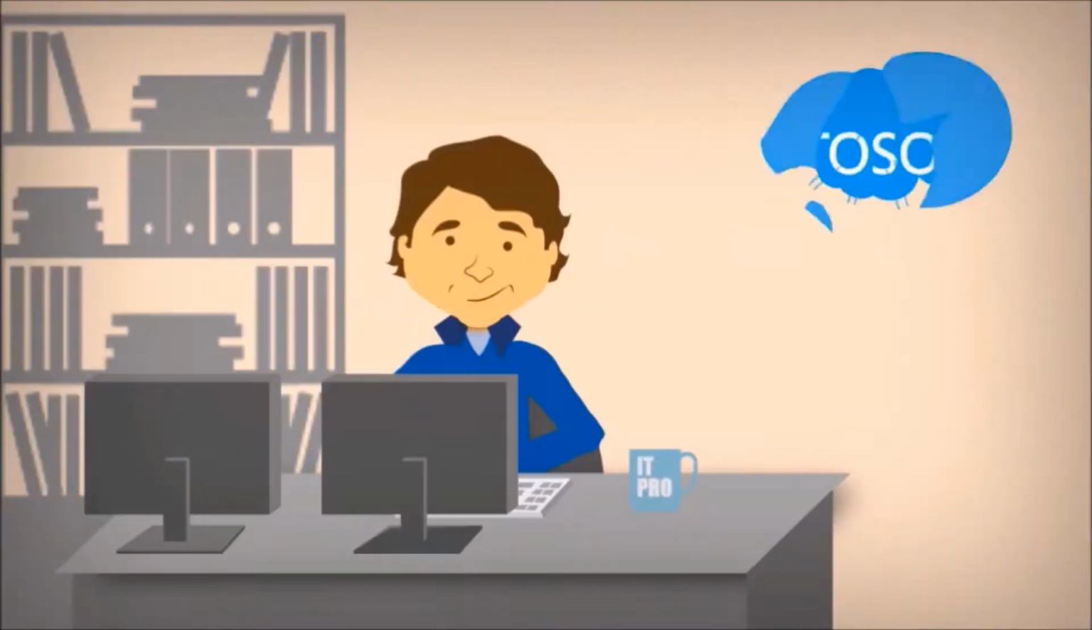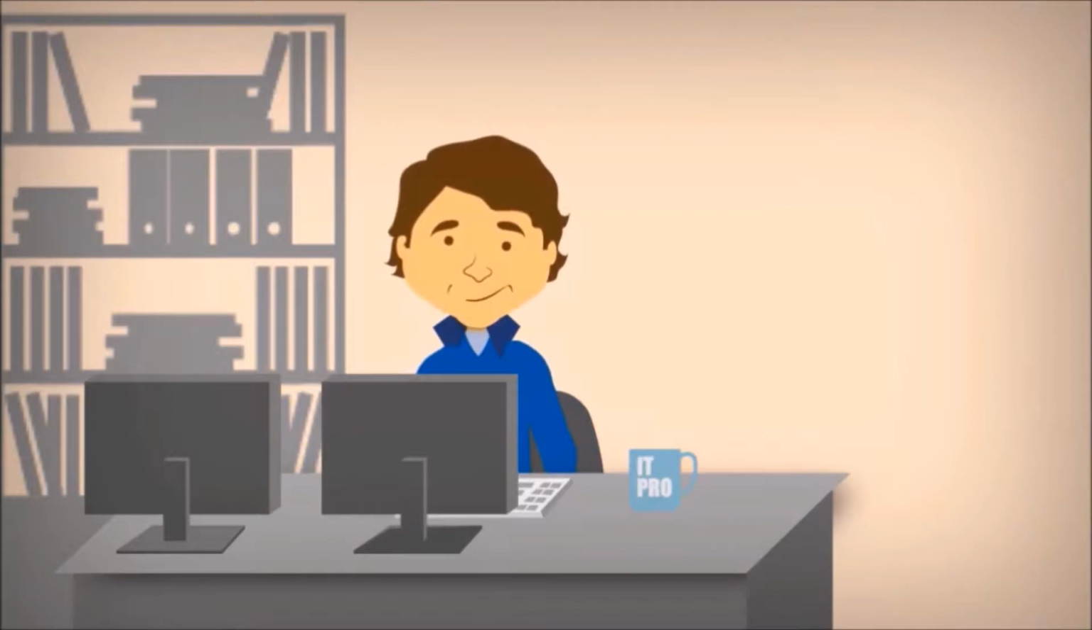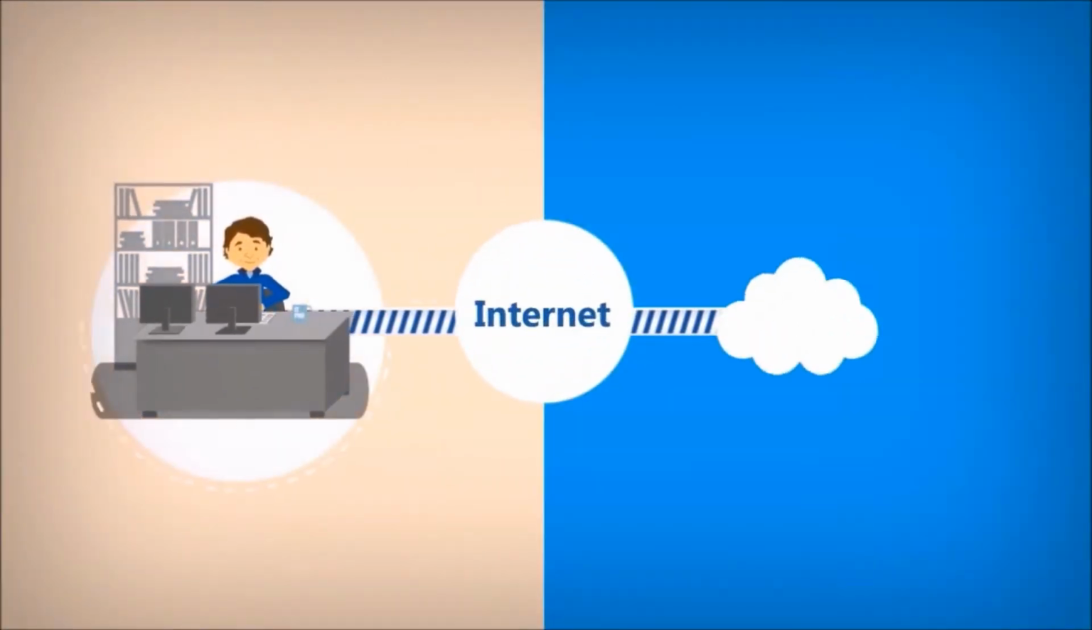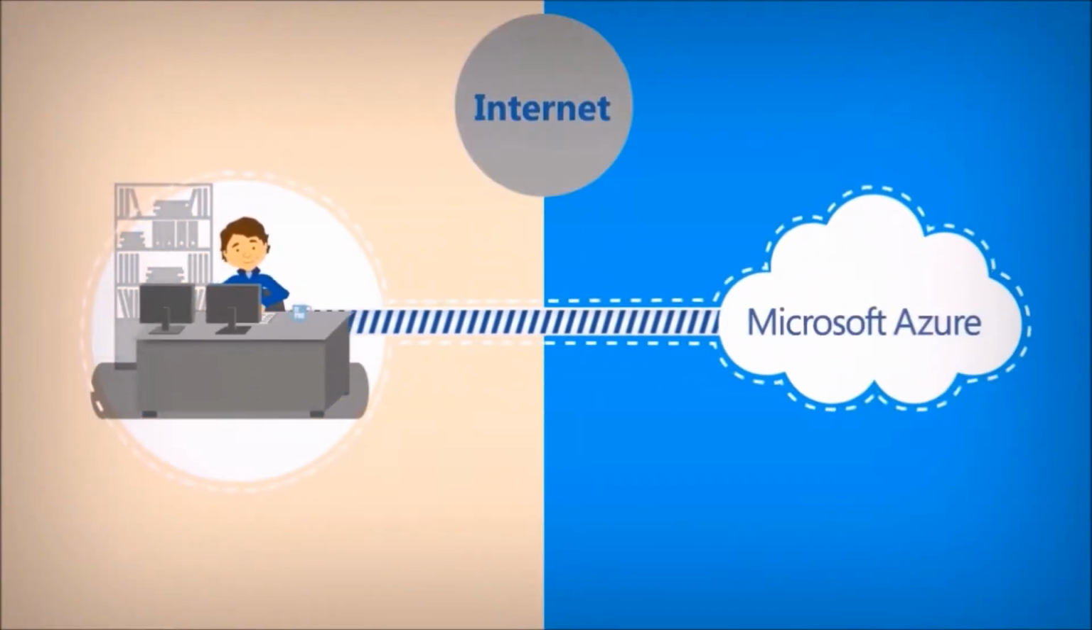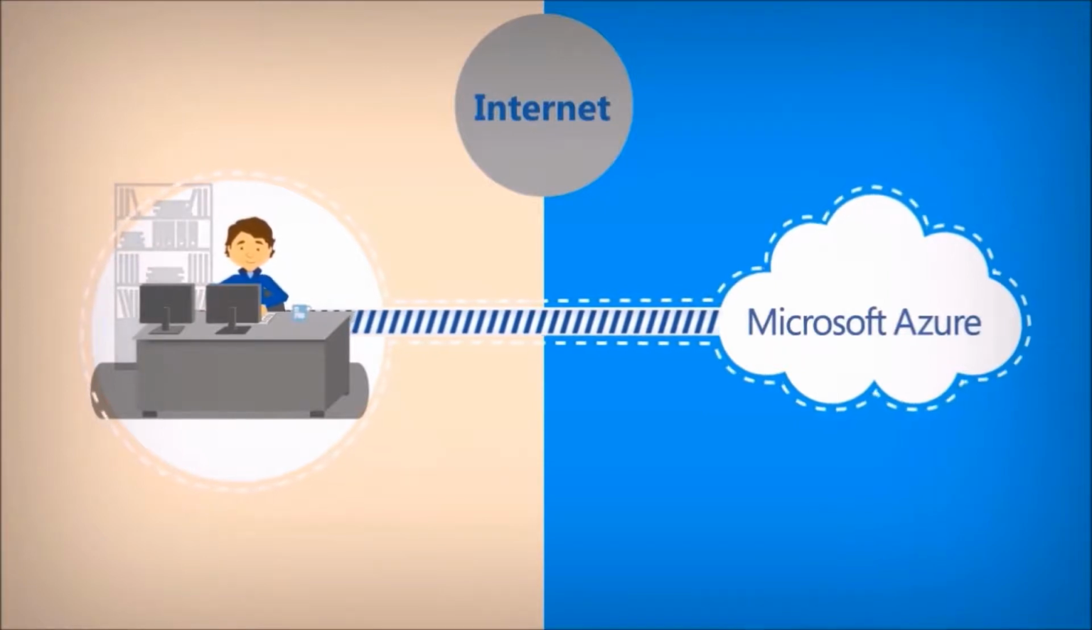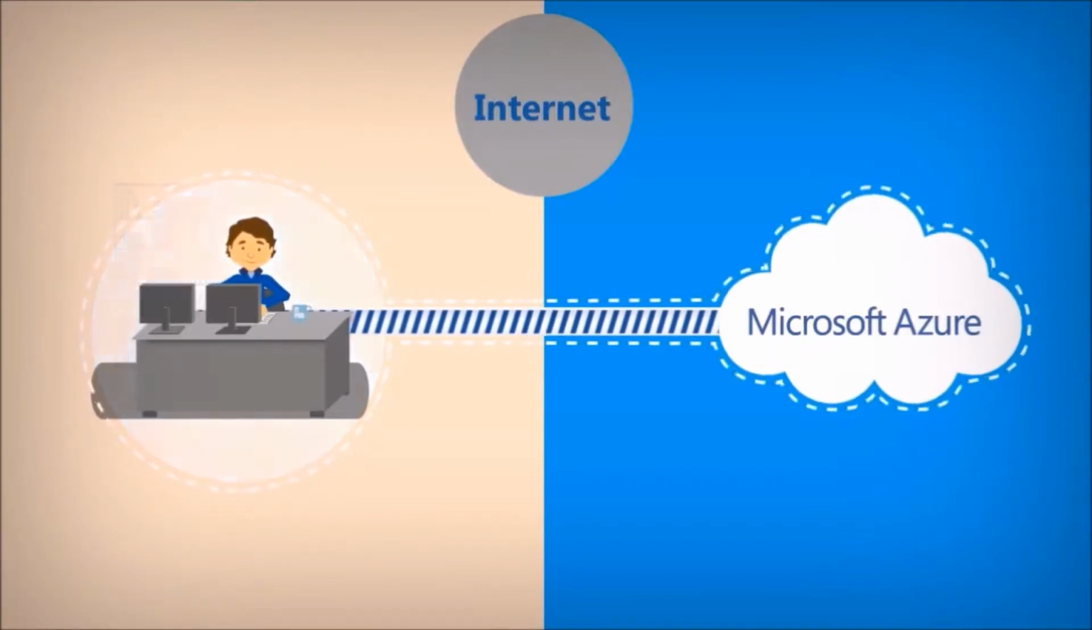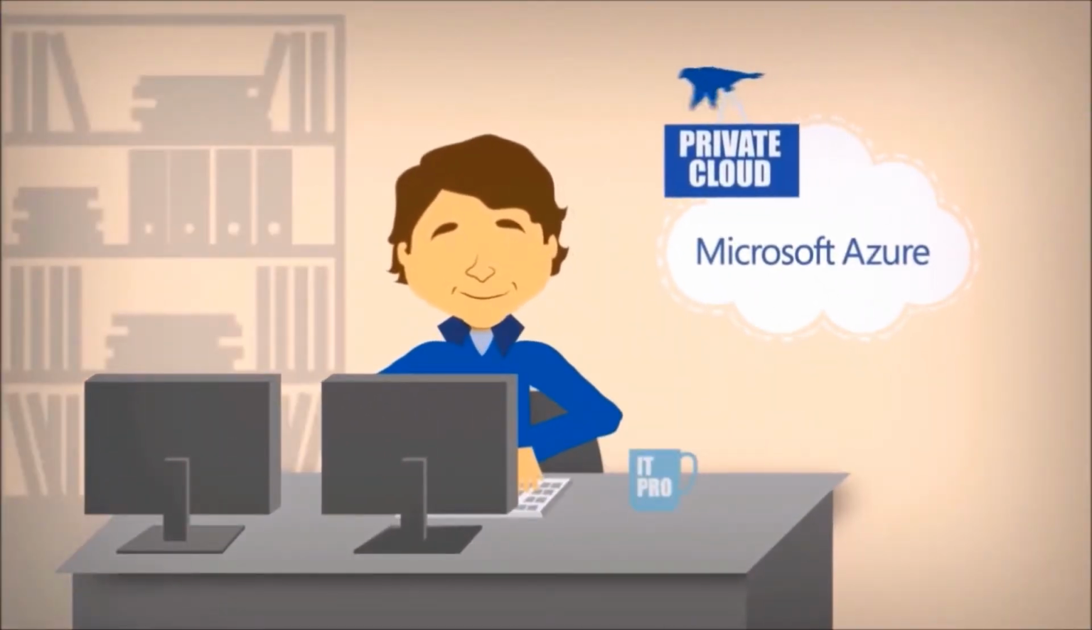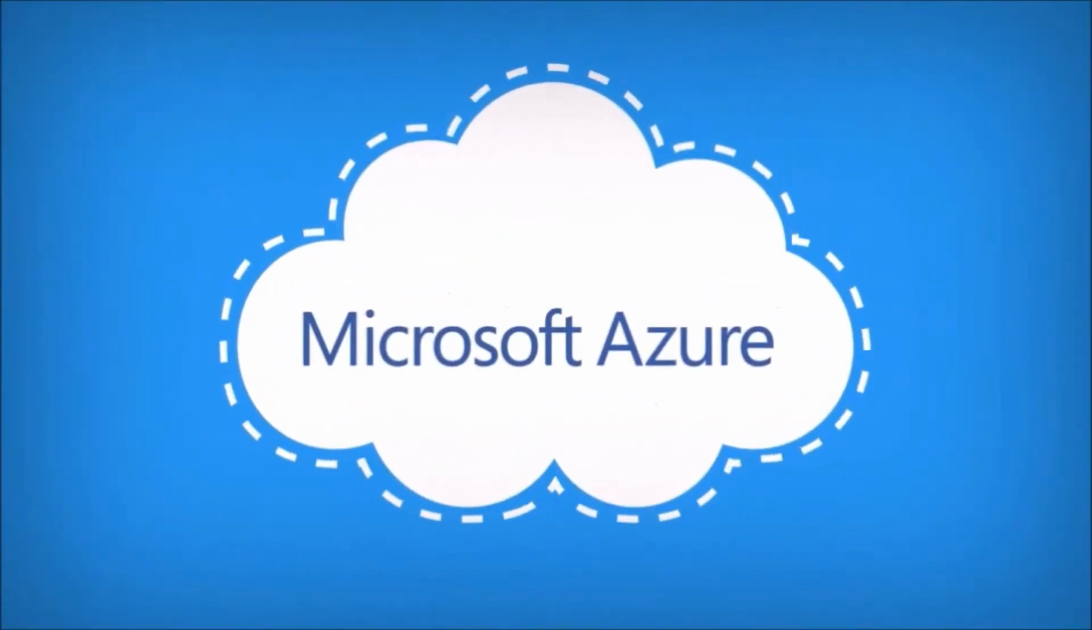So how does it work, you ask? ExpressRoute is a connection that bypasses the public internet, connecting your infrastructure to Azure data centers. So Azure acts like your own private cloud. There are two ways to establish your private connection to Azure.